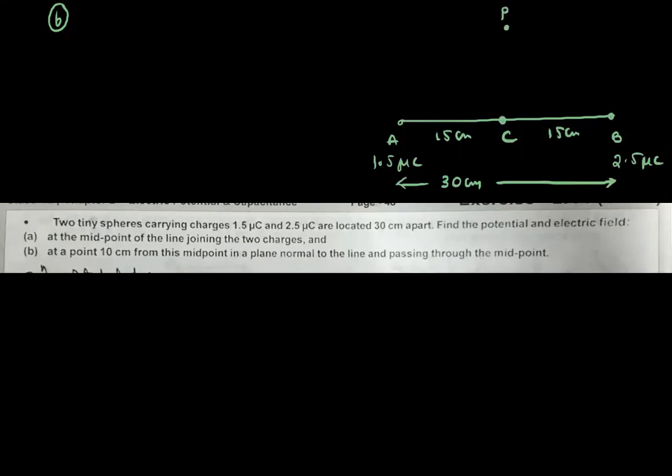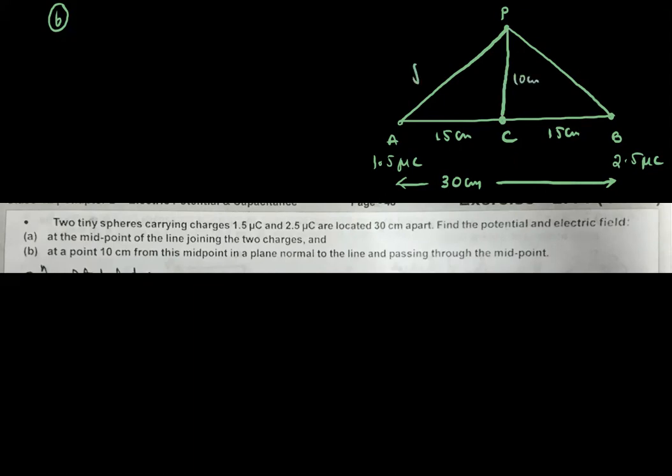Now here we can say, first we will calculate the net potential at P. Potential is a scalar quantity, that's why we have the advantage. This one is A to P and this is B to P. This distance is given in the question as 10 centimeter.